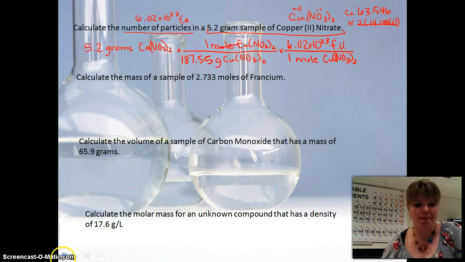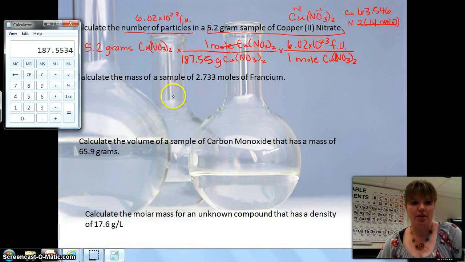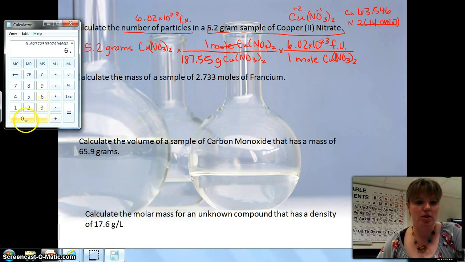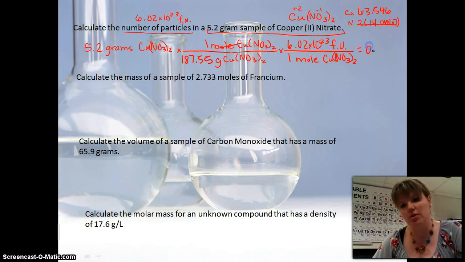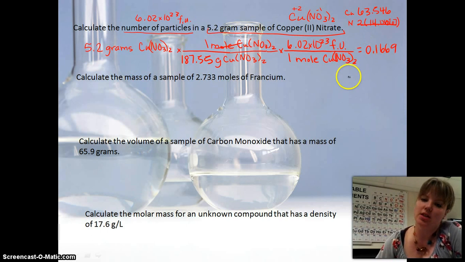Bring up the calculator one more time. So we're going to clear this, and we'll do 5.2 divided by 187.55. And then we're going to multiply that by 6.02. That gives us 0.1669. Of course we have to put this in correct scientific notation.